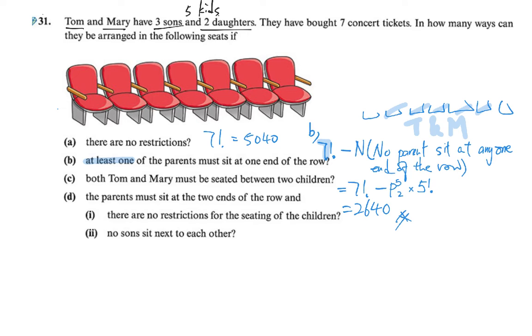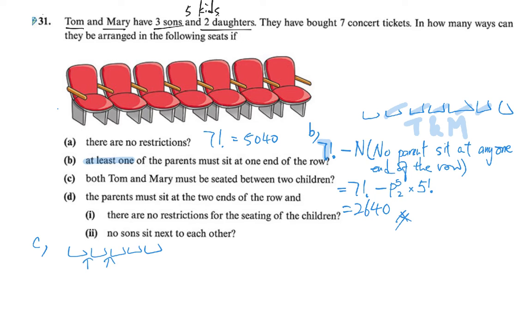Next, part C. Both Tom and Mary must sit between 2 children. Do you remember what I mentioned in the class? Find the gaps and insert. Tom and Mary must sit between 2 children. Use the concept of ending, then find gaps to insert. So we first arrange the 5 children. 5 seats. We arrange the 5 kids. And then check how many gaps are suitable for this situation.